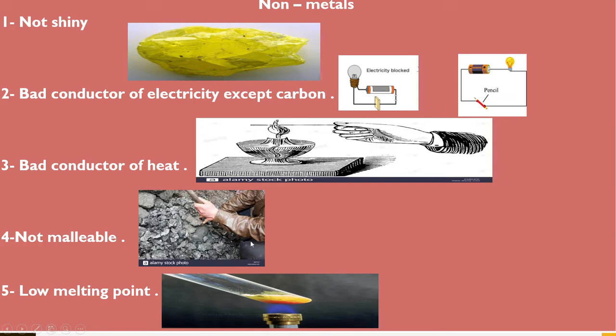Number five, they have low melting point. What is the meaning of low melting point? The opposite of metals. The metals need very high temperature to be melted, but the non-metals need low temperature to be melted. They melt very easily and very quickly. So the non-metals are not shiny, all of them are bad conductors of electricity except carbon. They are bad conductors of heat. They are not malleable. They have low melting point.